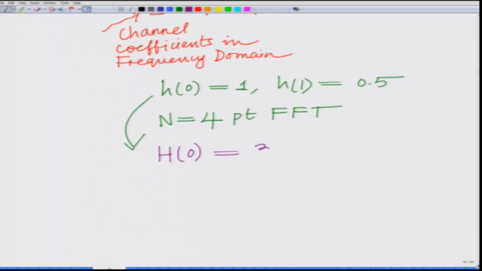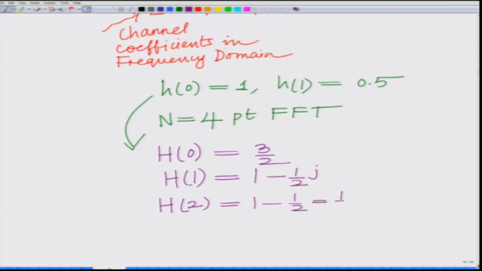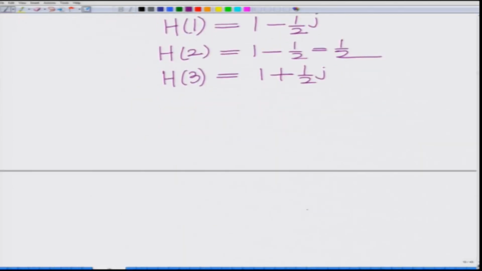They are, well, H0 equals 3 by 2, the coefficient across the 0th FFT channel or 0th FFT point, H1 equals 1 minus half j, H2 equals 1 minus half equals half, and H3 equals 1 plus half j.